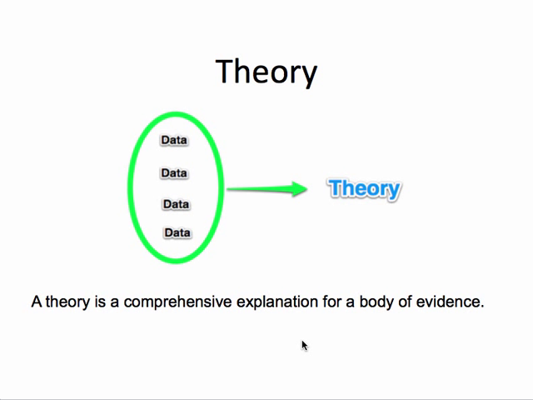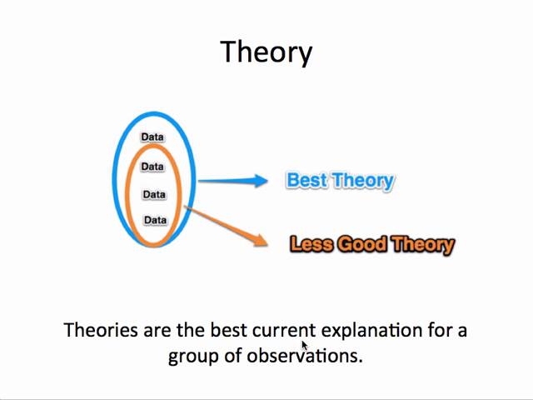The word theory is used differently by scientists than it is by the general public. Many non-scientists use the word theory to mean someone's idea about something, the way a scientist might use the word hypothesis, or even wild guess. But for scientists, a theory is the best current explanation for a body of data. It is not just one tested hypothesis, but an integration of multiple hypotheses. If there are multiple competing theories, the best one is the one that explains the most data.